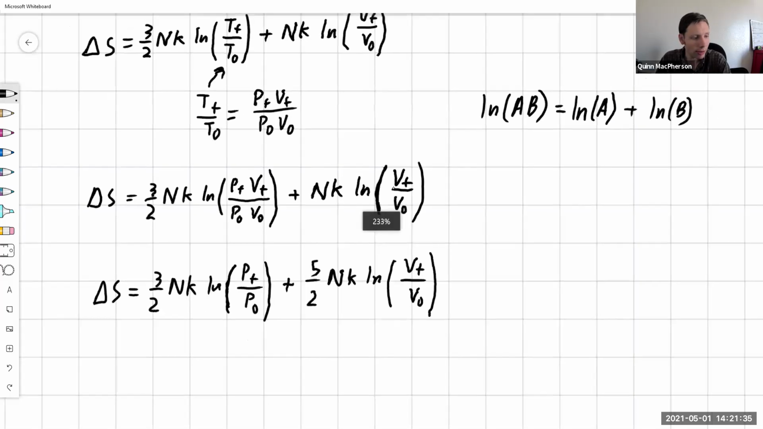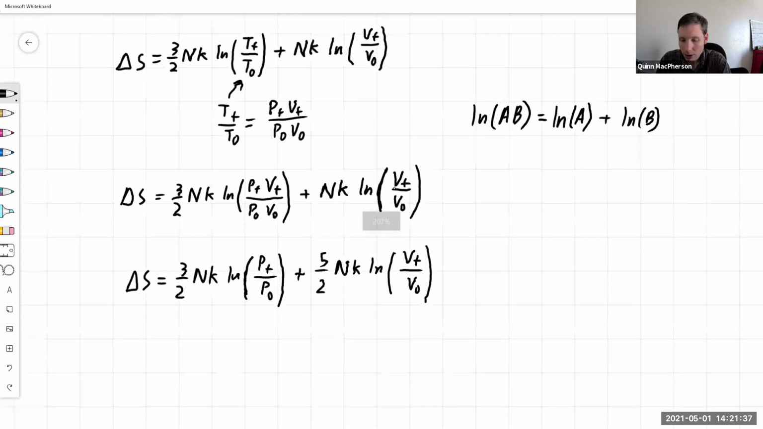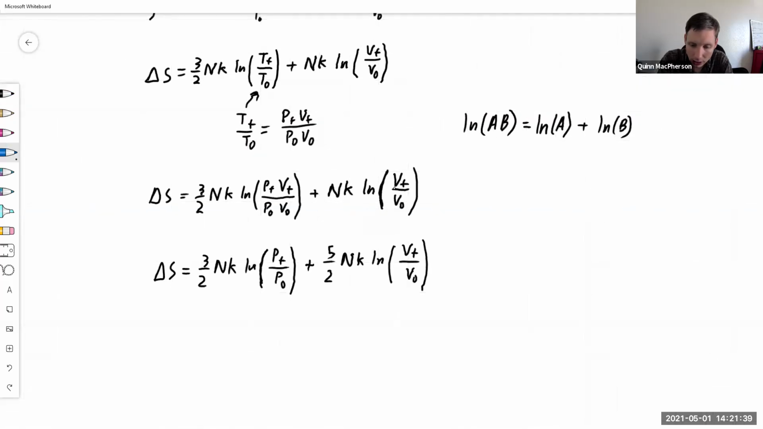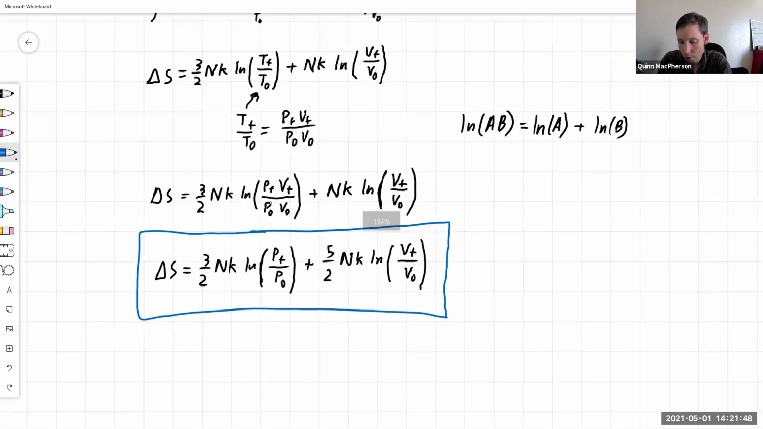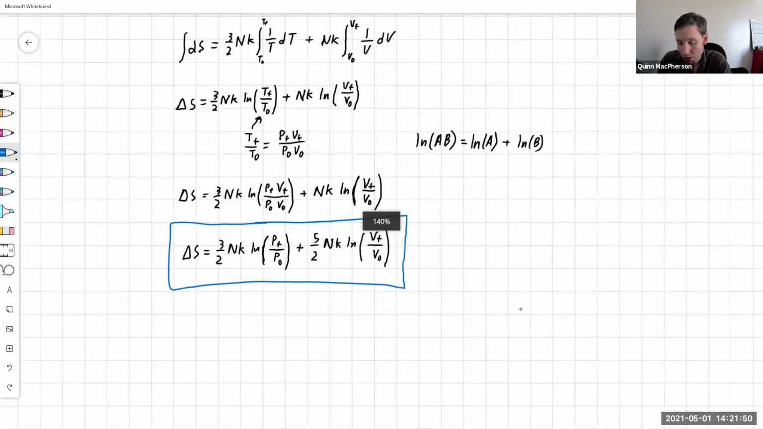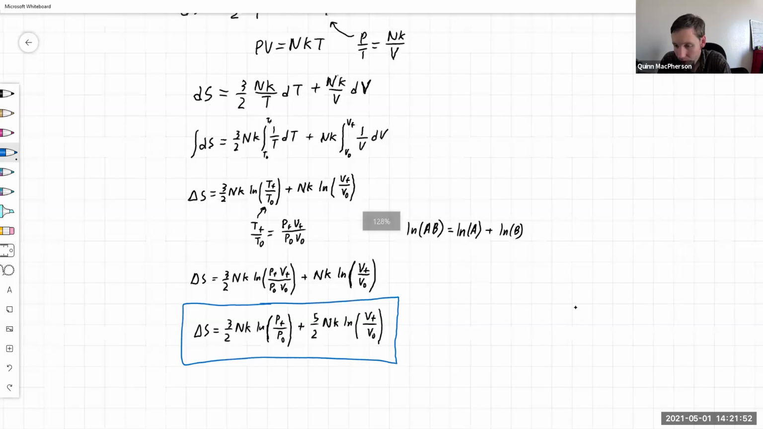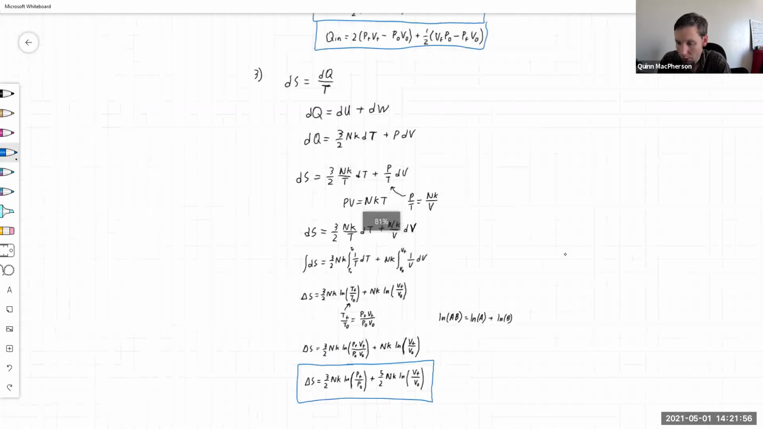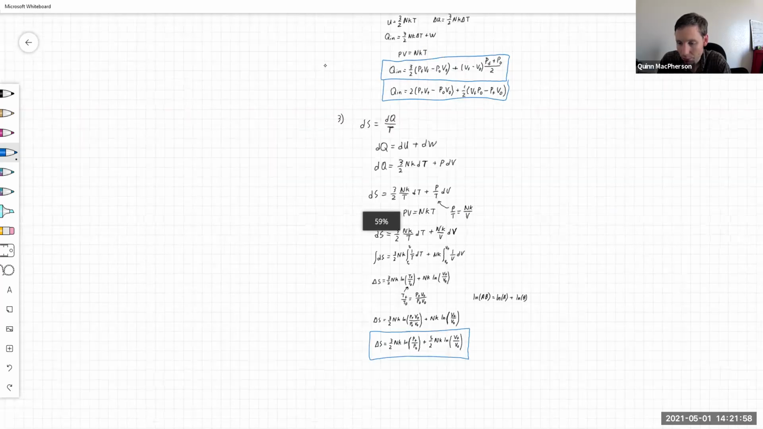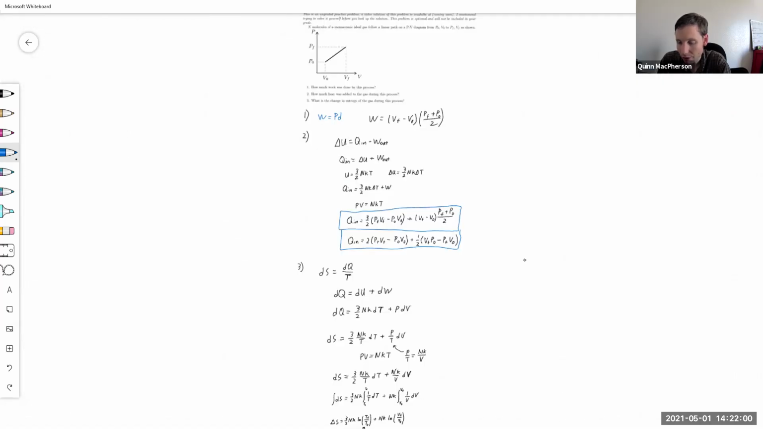Okay, so there you have it. That is how to write the entropy change for this particular system, for this particular process that we had, where we go from p initial v initial to p final v final.